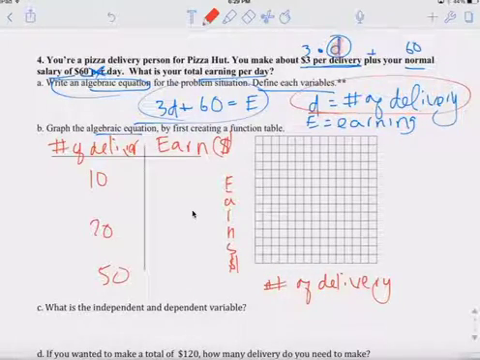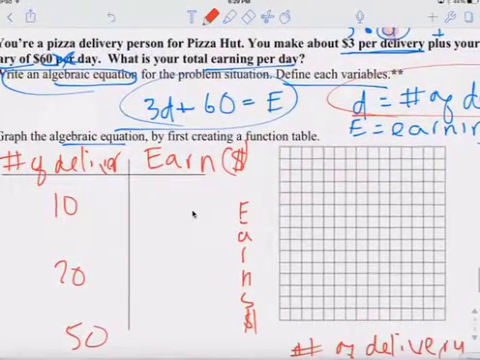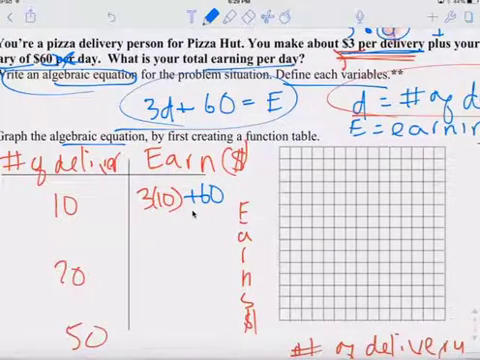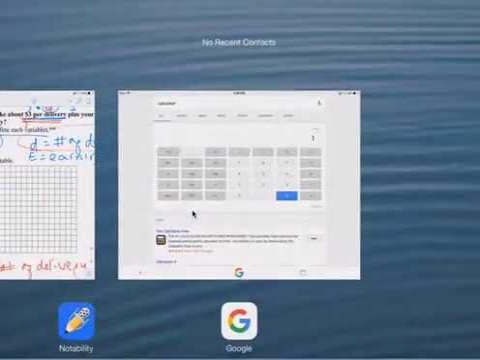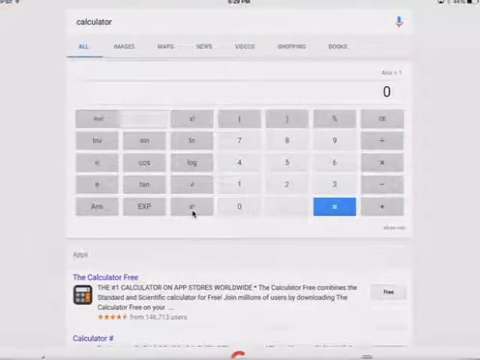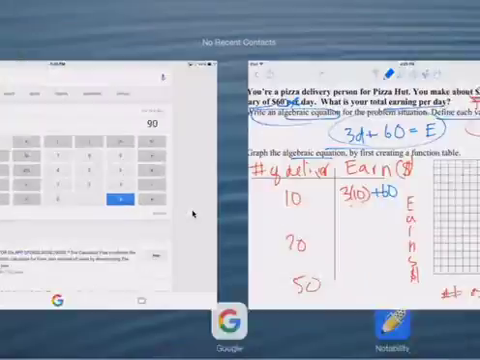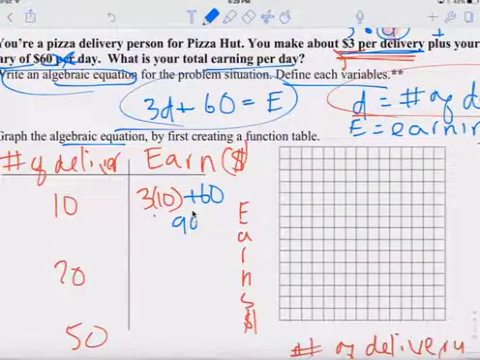Okay? So for 10 delivery, remember you're making $3 for each delivery. 3 times the 10 delivery plus the $60 each day you're going to get paid for showing up. So all you have to do here, I don't need to see any work. All you need to do is put that in your calculator. So if you have a calculator, you clear it on your test. Just put 3 times 10 plus 60 equals 90. All you have to put after you write this out is 90 here.